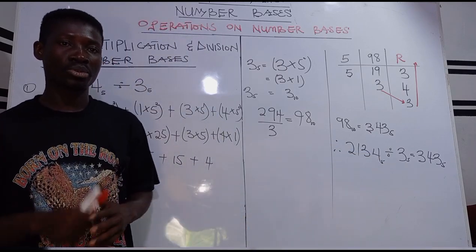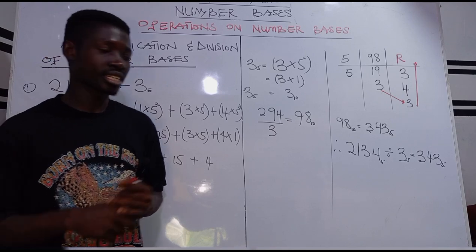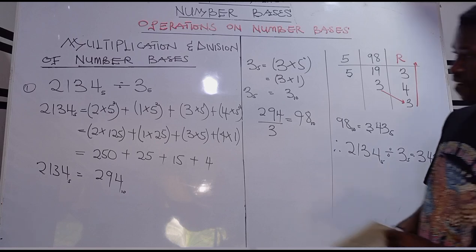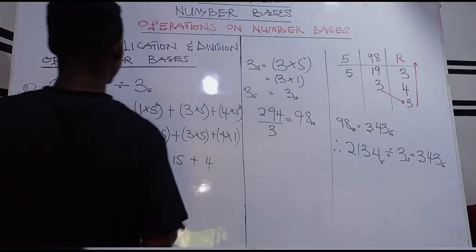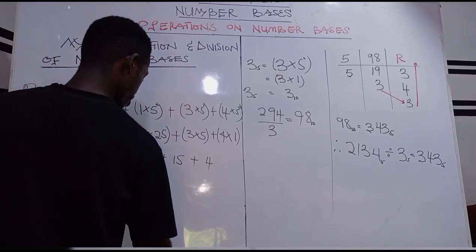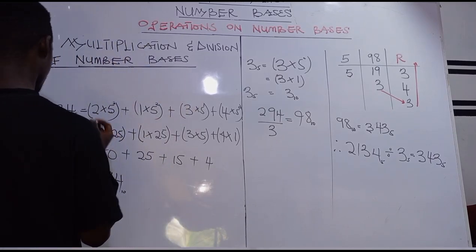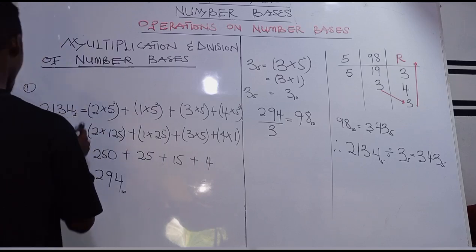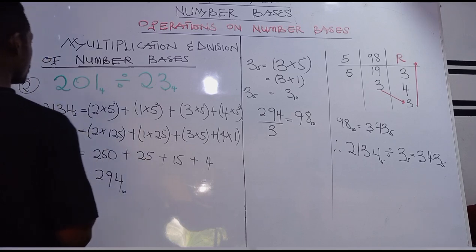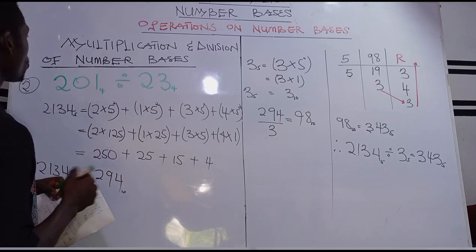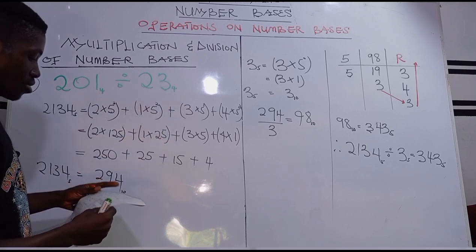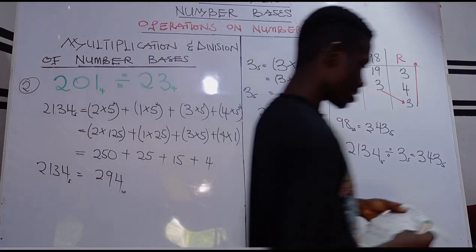I'll give you one example. You try your hand on that. Is that clear? Good. So try your hands on this: 201 to the base of 4 divided by 23 to the base of 4. Try your answer on it.